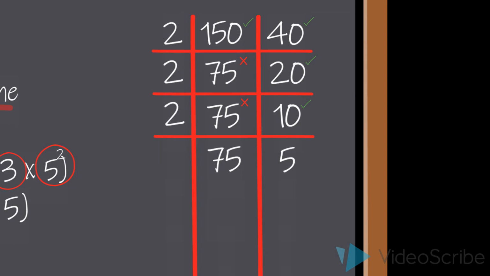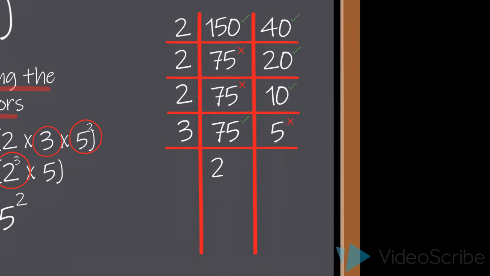Now we have the numbers 75 and 5. Neither can be divided by 2. So let's try 3. 75 can be divided by 3, but 5 cannot. We write a 3 in the left column and a 25 under the 75, and rewrite the 5 underneath the other 5. Now neither is divisible by 2, or by 3. So let's try 5.